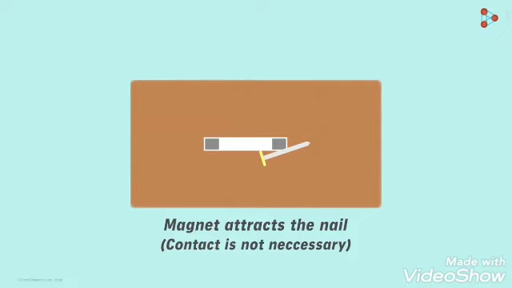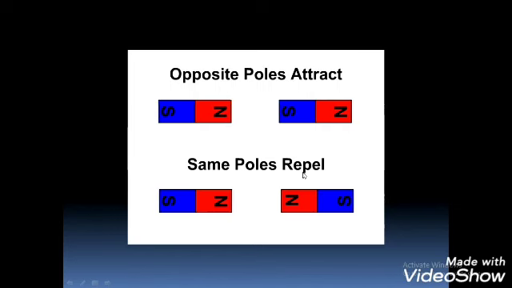The force that this magnet exerts on the nail is called magnetic force. So contact is not required for the magnetic forces to come into play. We call this force a non-contact force.